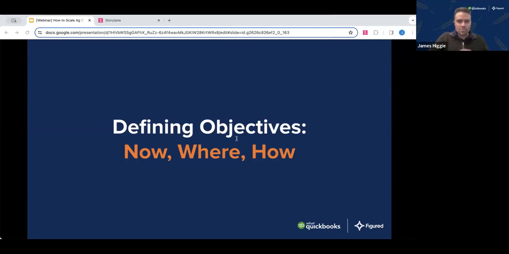And then we've got the how, and we'll touch on this in terms of how it relates to forward-looking plans. But the how is actually fantastic.